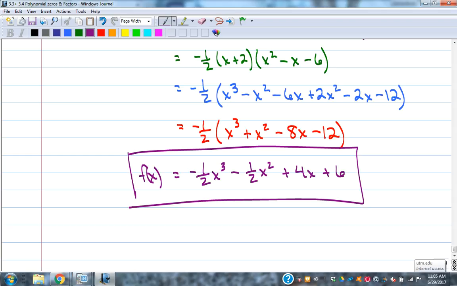So again, it's tedious, it's long. There's a lot of steps to it, but it's doable. Just don't get in too big a hurry, because that's where your mistakes are going to come in. Is you're trying to get in too big a hurry.